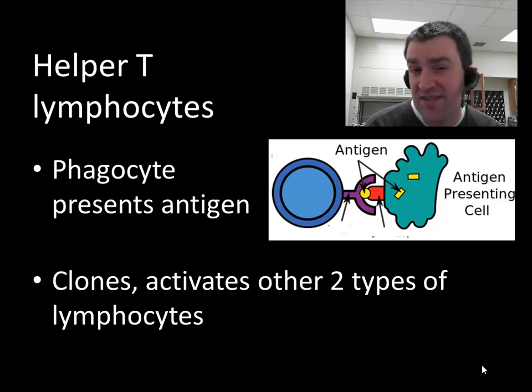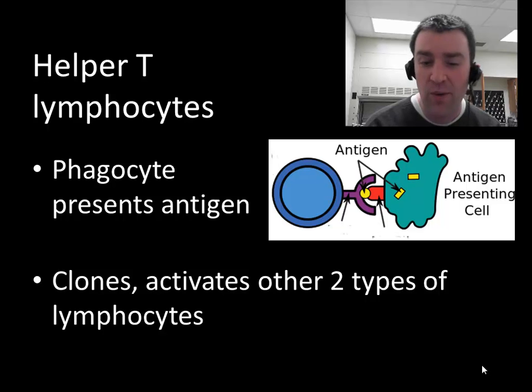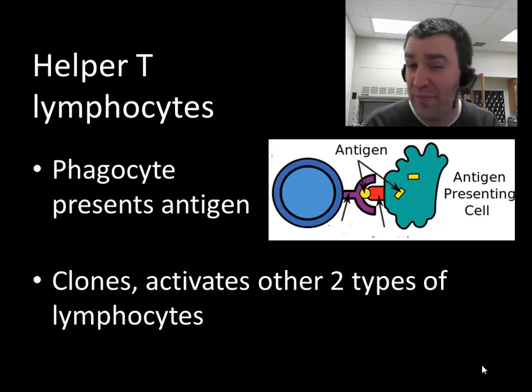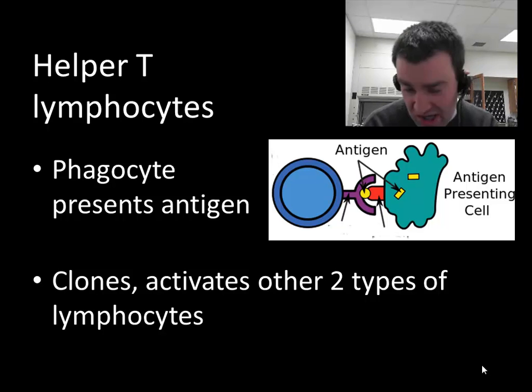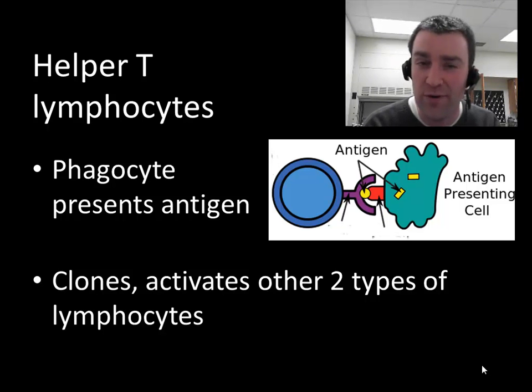The helper T lymphocytes themselves don't actually engage the pathogen directly. What they do is they find the other two types of lymphocytes, the cytotoxic T lymphocytes and the B lymphocytes, and they actually further encourage them to do their own cloning. As it turns out, those other two types of lymphocytes have to bind to the antigens successfully, but then they also have to be encouraged by this helper T lymphocyte before they really clone themselves massively. So the helper T is like the general of the army.